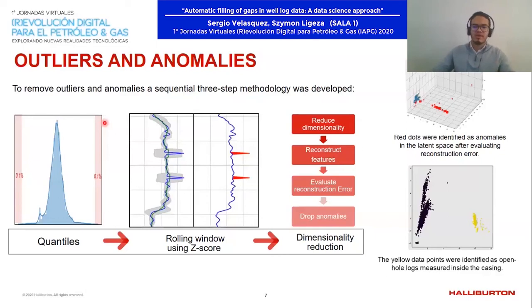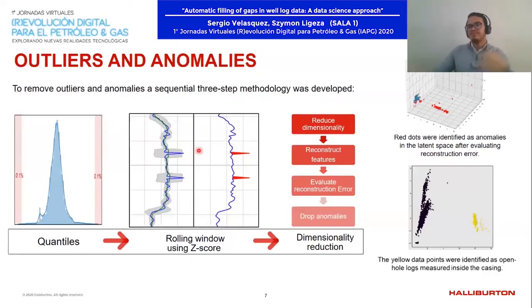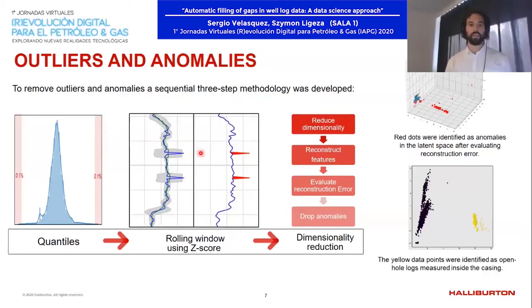Szymon, I don't know if you want to add something here regarding the dimensionality reduction. Yes, thank you, Sergio. So I will continue. I will tell something about this dimensionality reduction technique. So if we have already cleaned data with very remarkable spikes which can affect prediction, we can go to the next step, which is outliers, anomalies detection.